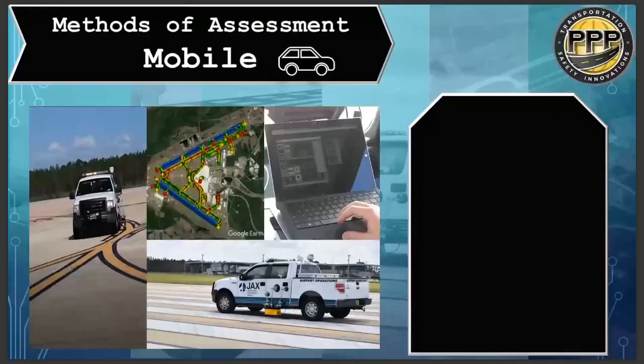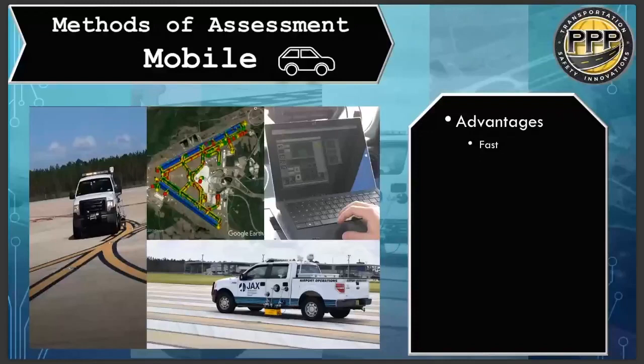Then we go to mobile assessment. So the advantages of a mobile, it's fast. You just really can't outpace the equipment. In fact, I think we can top out about 180 miles an hour. I've actually measured at 110, so it was kind of fun. And it was on a rehabbed airfield. It wasn't on an active airfield, but it was pretty interesting.